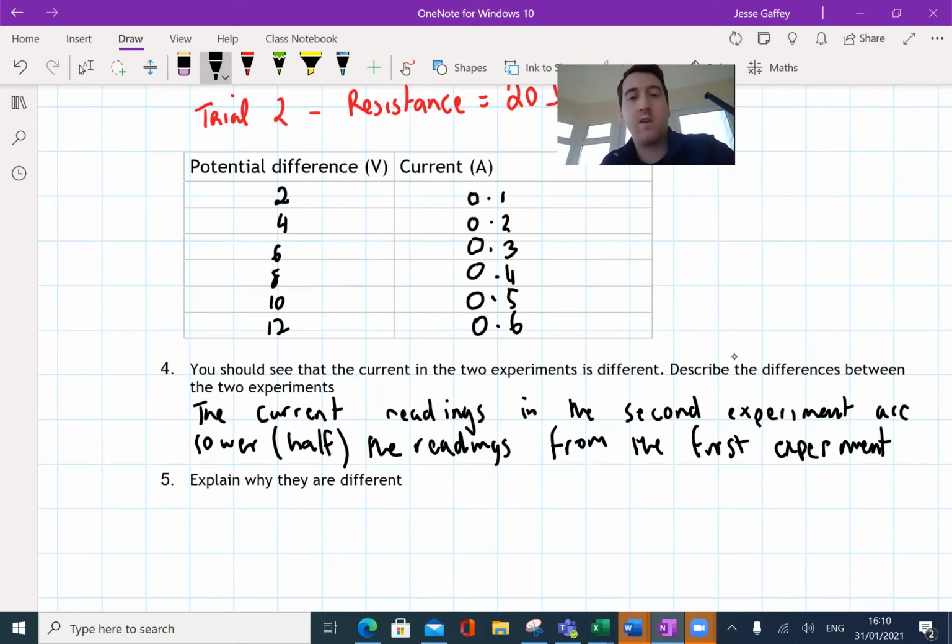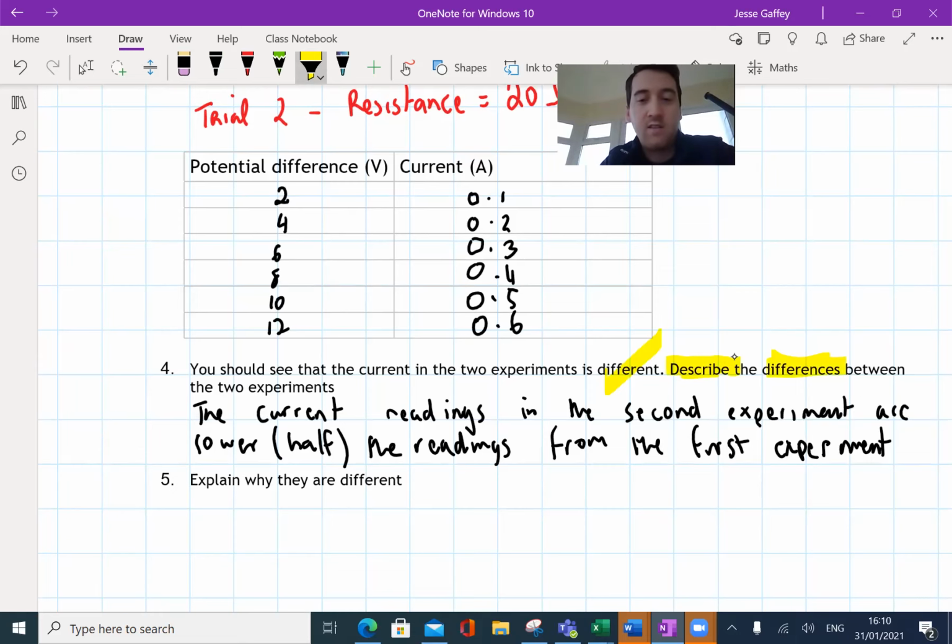Now, I'm just going to check my question, see if I've answered it. I'm going to read my answer. The current readings in the second experiment are lower. They're half the readings from the first experiment. I'm just going to go and check the question, make sure I've answered it. You should see that the current in the two experiments is different. I have addressed that. It asked me to describe the differences between the two experiments. Well, I think I have done that.